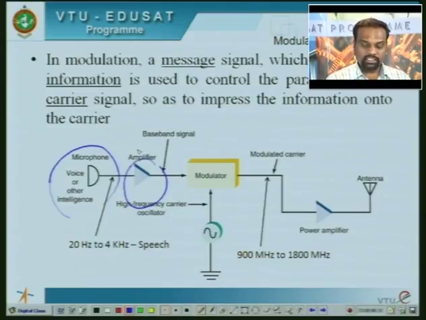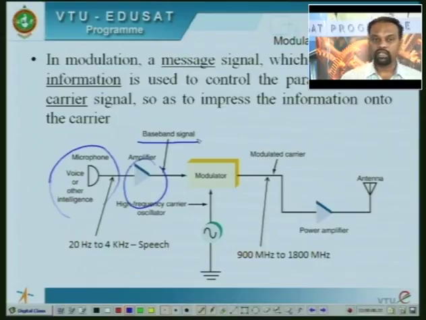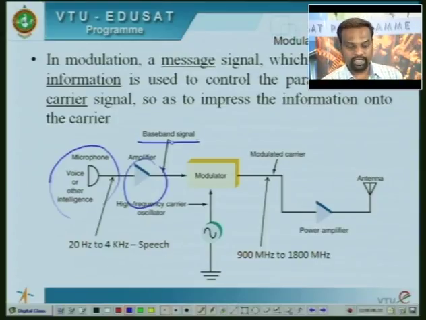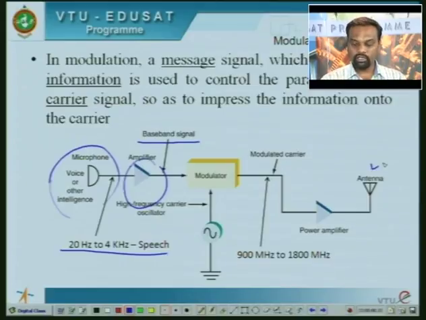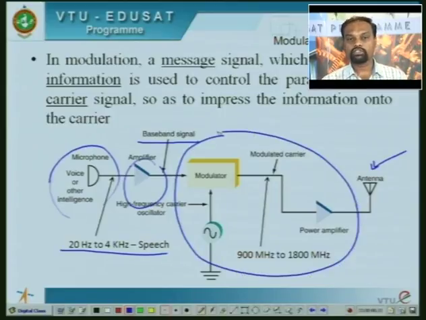Now the signal that is coming from the amplifier is called the baseband signal. It is a very important concept in communication. The baseband signal, in our case, is 20 hertz to 4 kilohertz. If you want to transmit this baseband signal through an antenna, you are supposed to perform two important processes. The first important process is modulation.